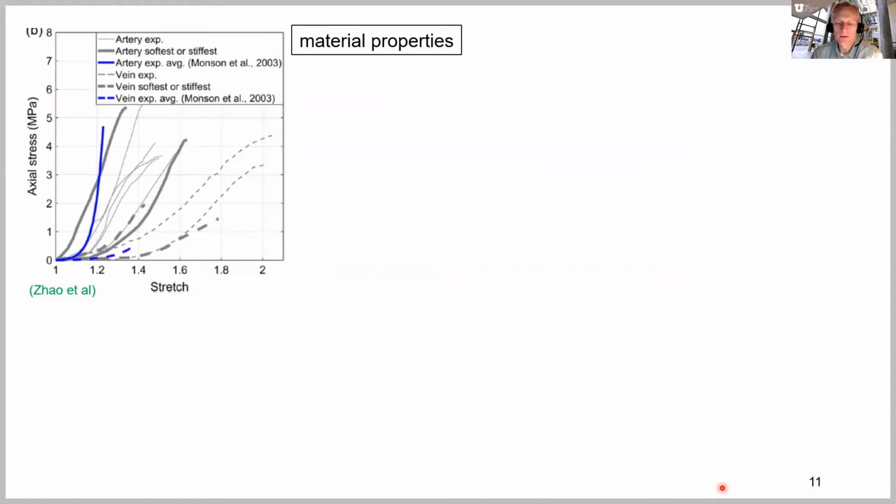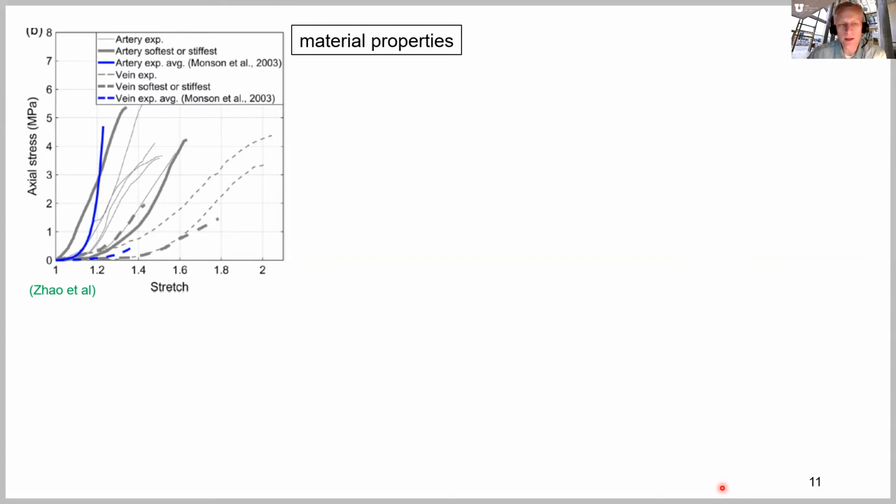Okay, so one thing that we can do with these tests is define the mechanical properties of a blood vessel, or in other words, determine how the force that the vessel experiences as it is stretched changes. This is a plot that shows stress versus stretch, but you can think of that as the force that a vessel is experiencing as it's being stretched.